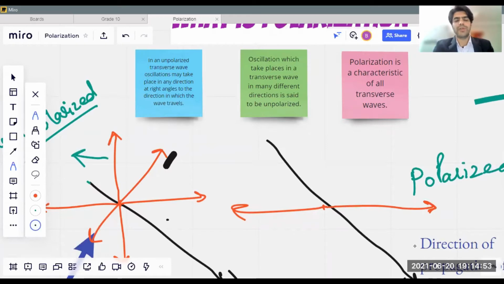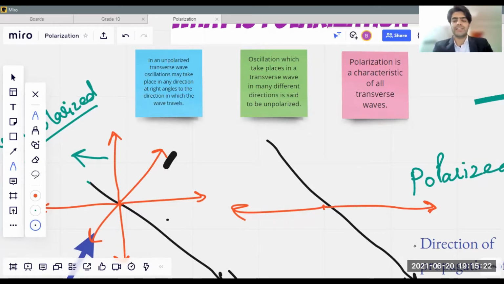Now, what is going on inside polarization? In polarization, light tends to vibrate only in a single plane, which means the particles are vibrating either vertically or horizontally. They cannot vibrate simultaneously in both directions. If they are simultaneously vibrating, it means the light is unpolarized. But if the particles tend to vibrate only in a single plane, it means the light is polarized.